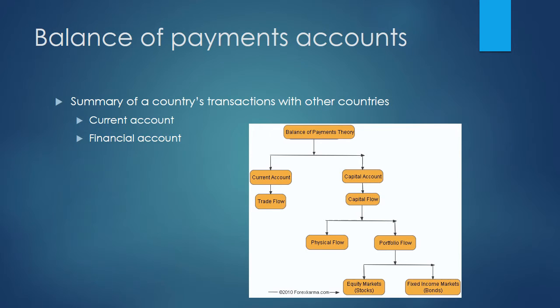All right, so within the balance of payments, what we're looking at is how money flows from one country to another country, in which goods and services are being sold, but also financial assets, stocks and bonds and currency are also being sold. So we have two main accounts: the current account and the financial account. To define what the balance of payment accounts are, it's the summary of a country's transactions with other countries. So that's all it really is.